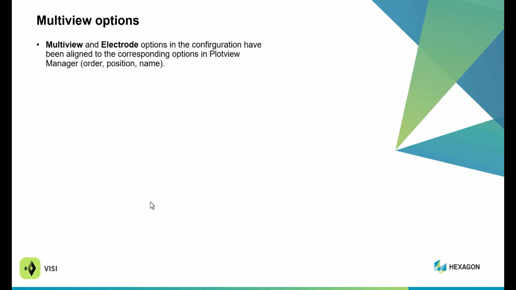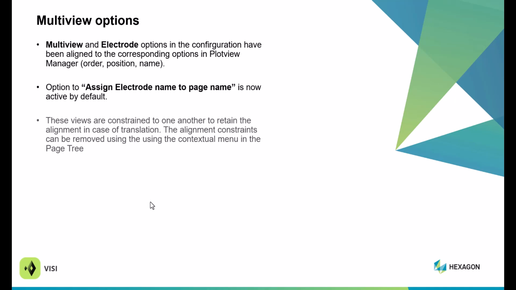Within multi-view and the electrode options in the configuration, it has now been aligned so the corresponding options match up with what's in the plot view manager. For example, ordering, position, and name. An option has been added to assign electrode names to the page names, which is now active by default.